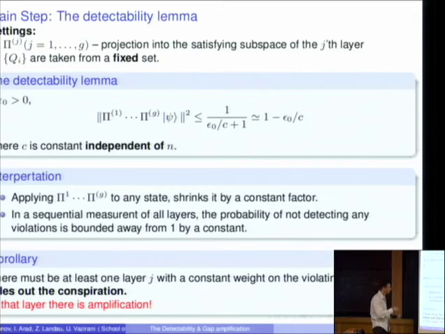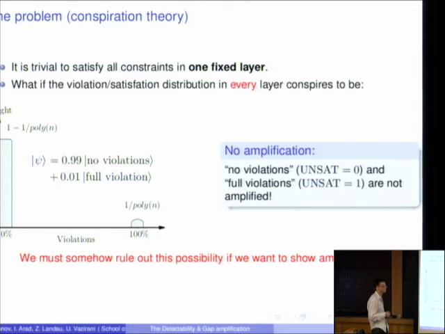Why? Epsilon 0. So here you say it would have been 1 minus 1 over poly and weight or no violations.